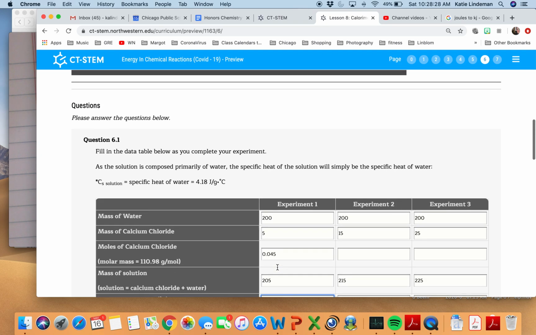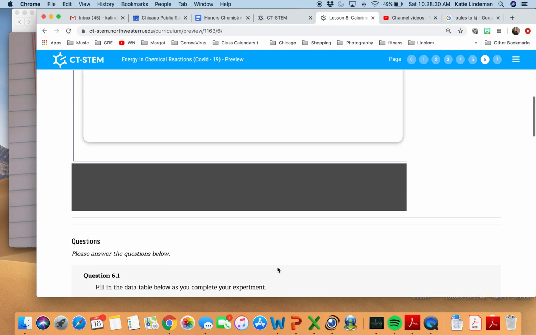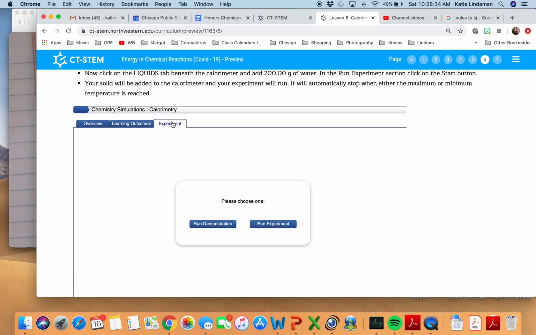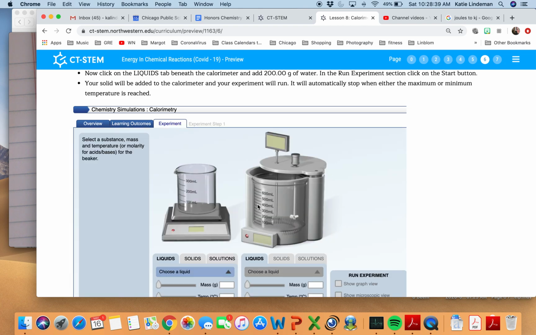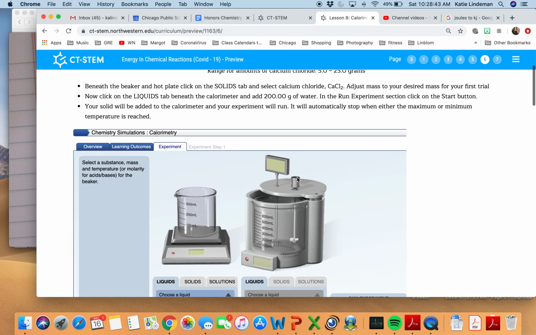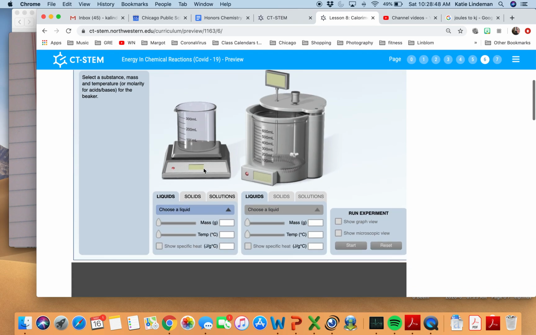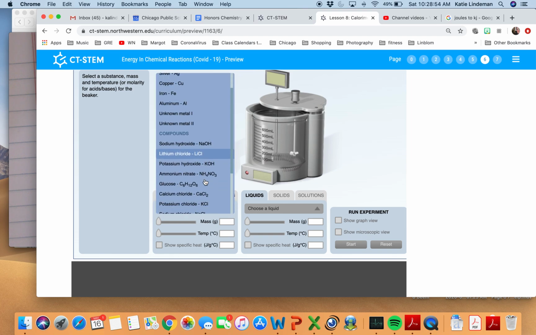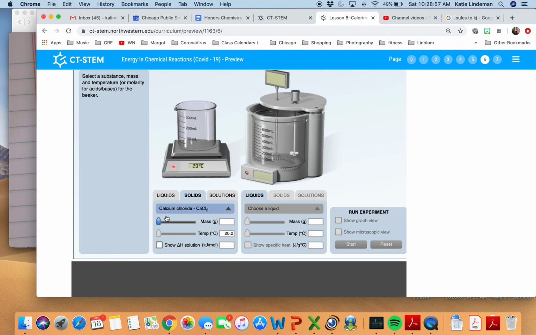Okay, my initial temperature. So this is where I'm going to have to start actually running my simulation. So I click on experiment and I choose run experiment. And again, those are instructions from the previous page. I'm just kind of following through with that. Okay, so beneath the beaker in the hot plate, select calcium chloride and adjust the mass. Okay, so solids. So this is my beaker right here. And calcium chloride, which you have to scroll down to find it. And then I'm just going to adjust this to 5.